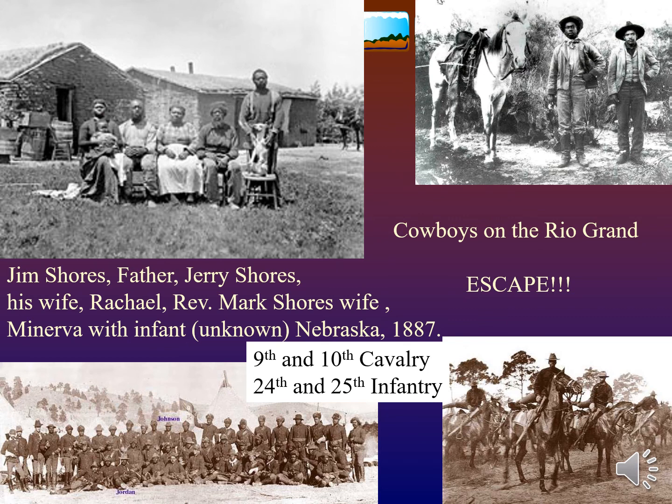So let's start here in the upper left, that group of people there in front of those sod houses. From right to left is Jim Shores, his father, Jerry Shores, Jerry Shores' wife, Rachel, the Reverend Mark Shores, and his wife, Minerva, and infant, name unknown, Nebraska, 1887. I know that because the photographer very kindly wrote that on the back of the photograph. So there's a couple of things going on here.